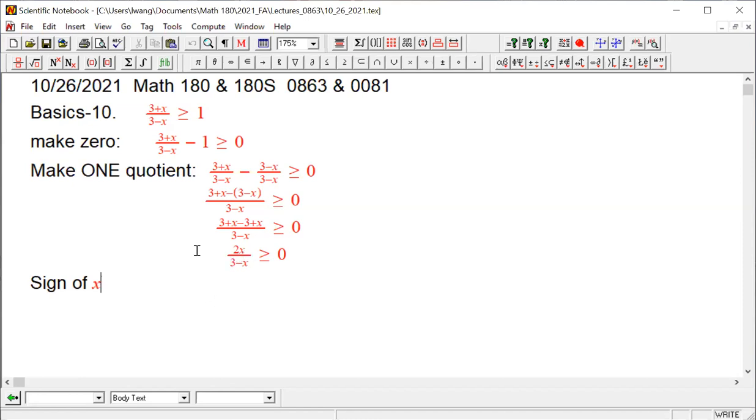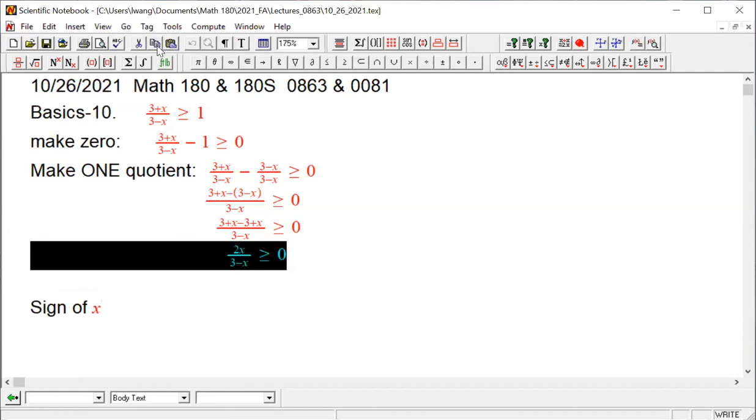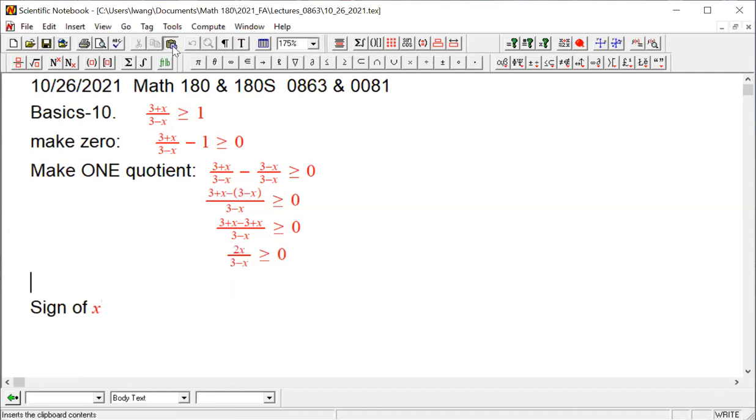You can also divide both sides by 2, as a matter of fact, if you like it cleaner, right? Divide both sides by 2. 2 is a positive number. No need to switch.